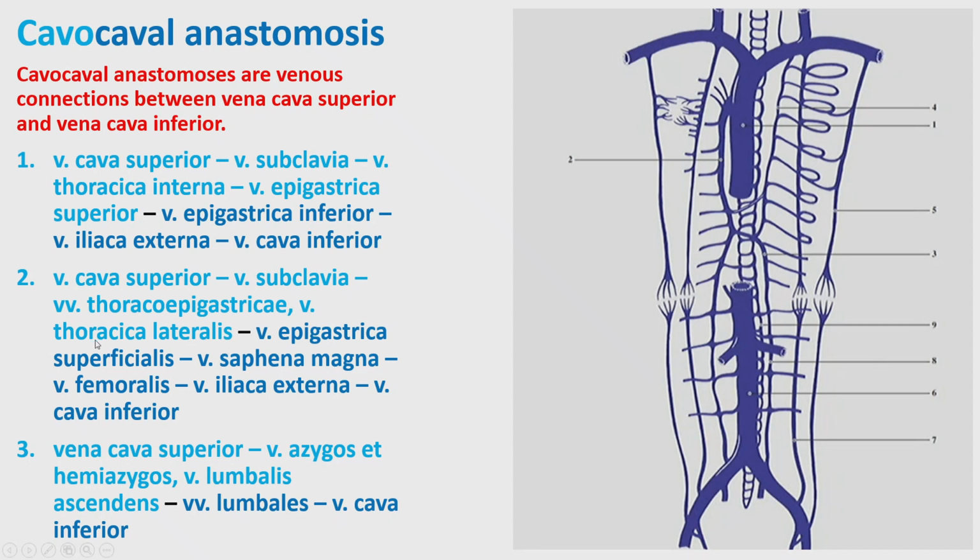One is the lateral thoracic vein and the other is the thoracoepigastric vein, and ultimately they are draining to the subclavian, and from the subclavian to the brachiocephalic and to the superior vena cava. So this is the way that it is passing to the superior vena cava.